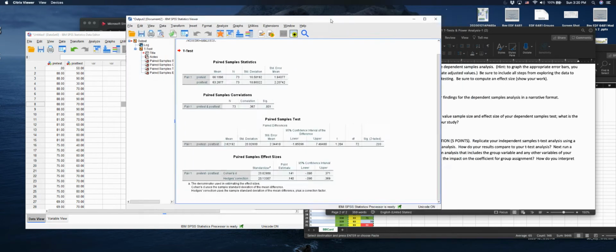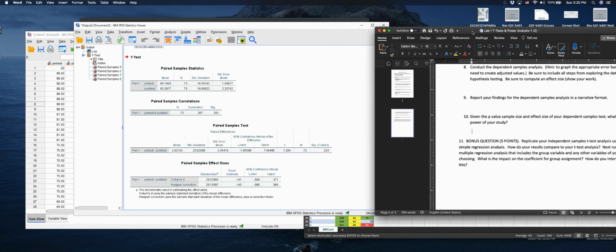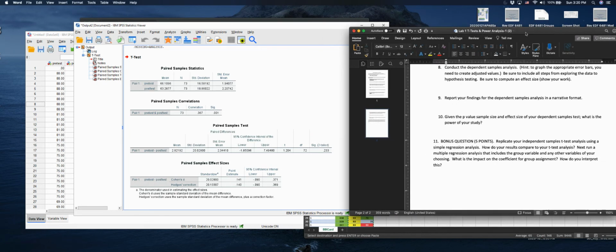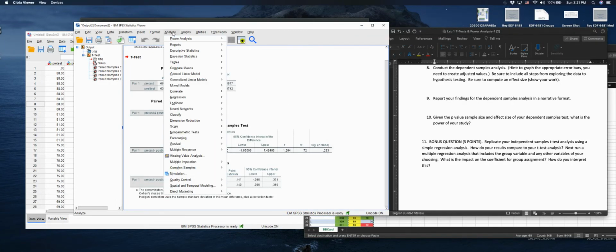But now, if we go back to question number 10, it says, given the p-value, sample size, and effect size of your dependent samples test, what is the power of your study? And so it's asking us, with the information that you have on your output, what is the power? Well, we can calculate the power of our dependent samples test by using the power analysis tool under Analyze.